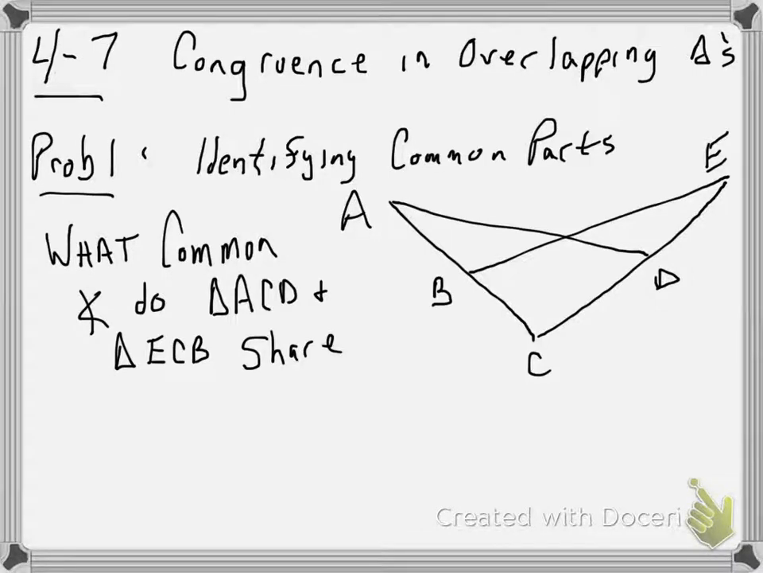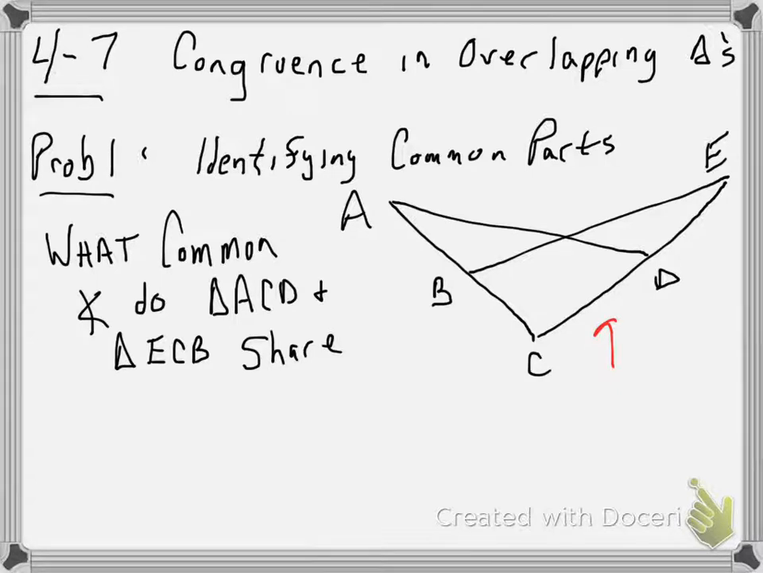Alright, 4-7 is about congruence and overlapping triangles. As you can see from the picture, the triangles are on top of each other with one, maybe two, maybe three overlapping parts. But remember, the common part has to be completely overlapping. So if you see CD here, it's not overlapping a whole part of triangle EBC, so you can't really say anything. See that line right there? It's only overlapping half of CE, so really can't talk about that.